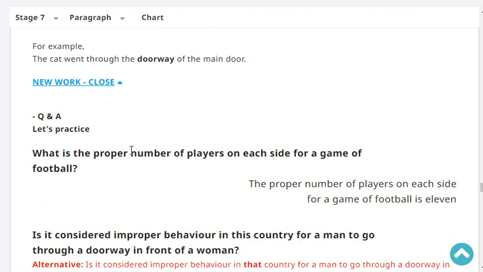Let's practice. What is the proper number of players on each side for a game of football? The proper number of players on each side for a game of football is 11.